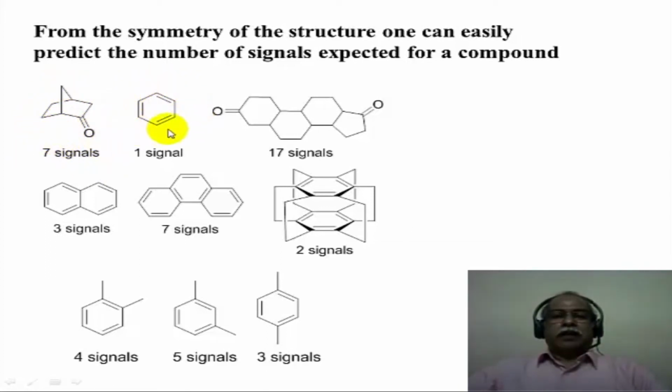On the other hand, a highly symmetrical compound like benzene, which has D6h symmetry, all the carbons are equal and chemically identical, therefore only 1 signal is obtained for all the 6 carbons. This is another example of a steroidal kind of skeleton with 17 carbons on the skeleton. All the 17 carbons are chemically non-identical, they are chemically different, so 17 signals will be observed for this kind of compound.